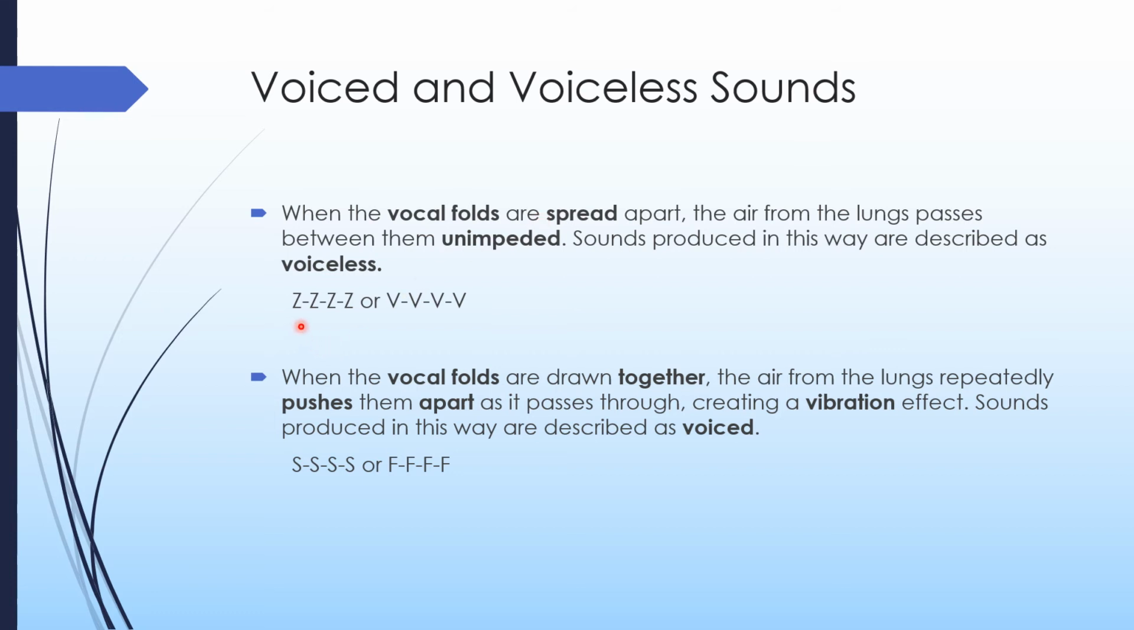If you produce sounds like za or va, like z or v, you can find that there is a little bit of friction in your vocal folds, not in your lips, not in your mouth, rather in your vocal folds. So where are your vocal folds? Go back to the previous slides, find the picture and identify the vocal folds or vocal cords. So what happens there? The air from the lungs passes away, and it becomes unimpeded.